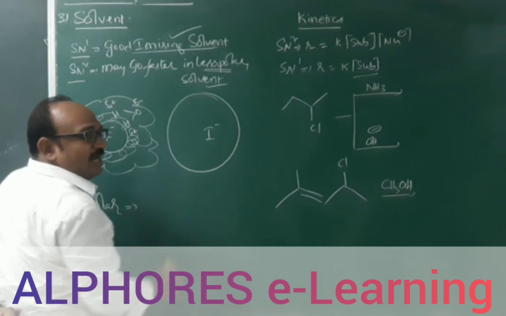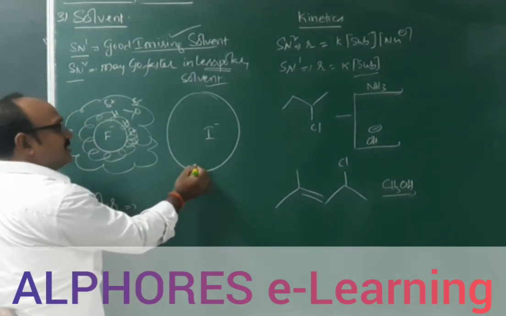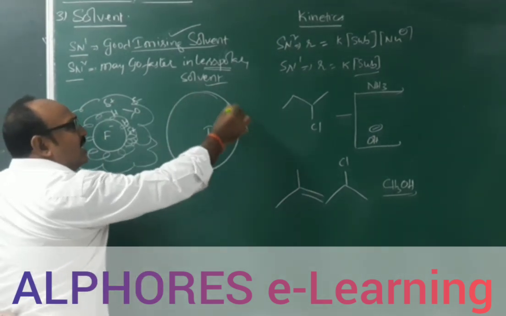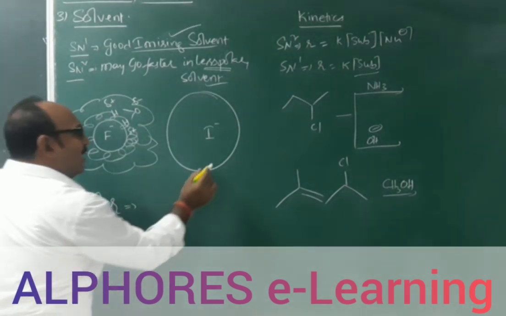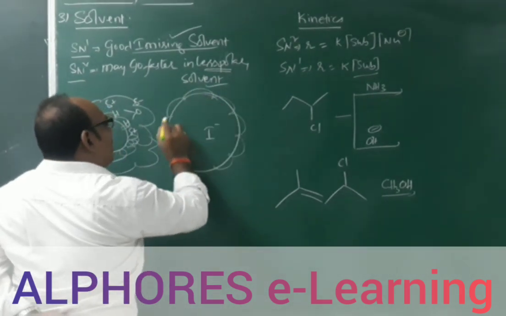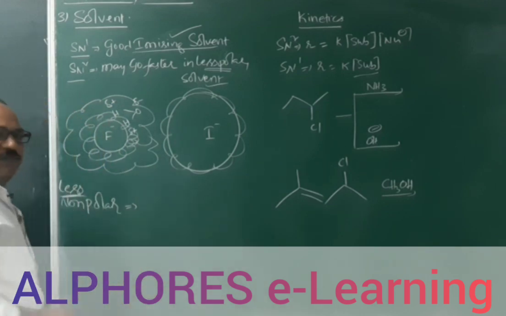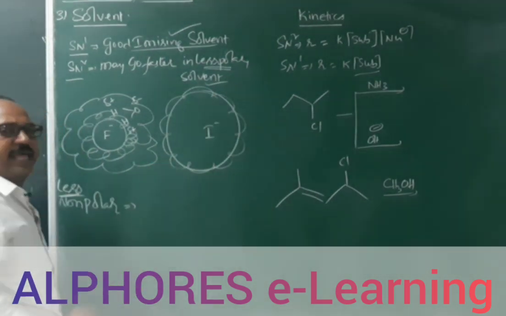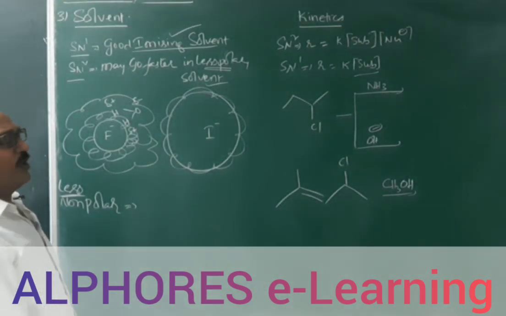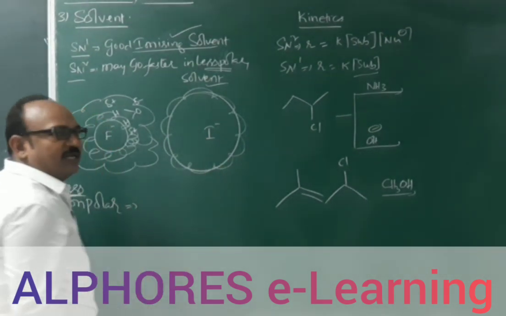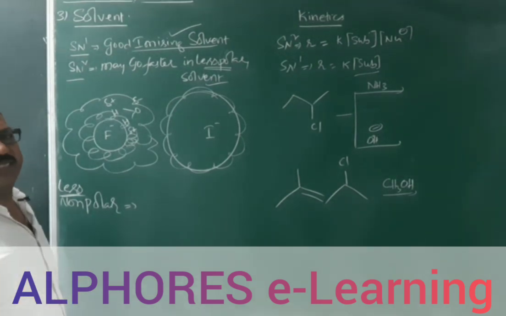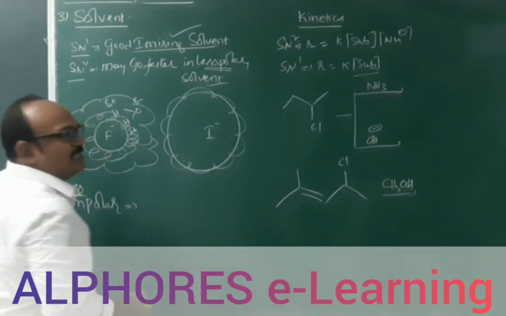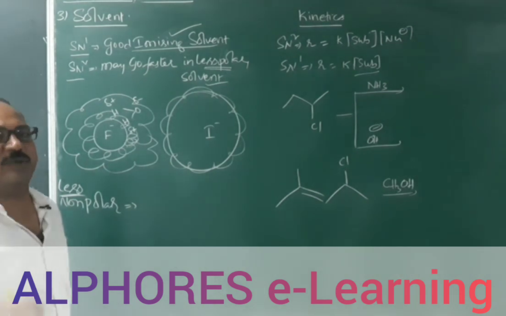In the case of I minus, because of less charge density, it cannot attract more solvent molecules around itself. As a result, fewer water molecules surround I minus. That means less solvation. Because of less solvation, the nucleophilicity of I minus does not decrease that much.